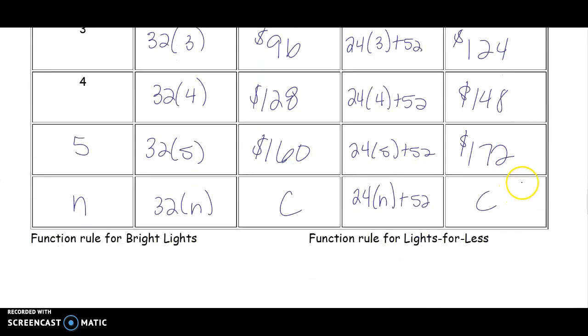So our function rule for Bright Lights would be our total cost is equal to our $32 per light, because remember there was no shipping. And then the function rule for Lights for Less would be our total cost is $24 per light plus $52 in shipping. And that's a one-time fee. You don't pay $52 per light. It's all of them together.